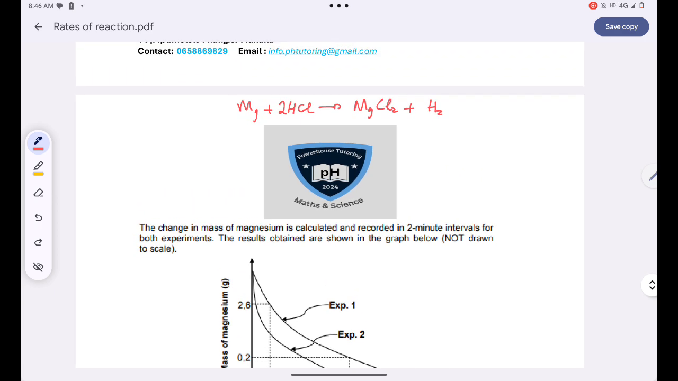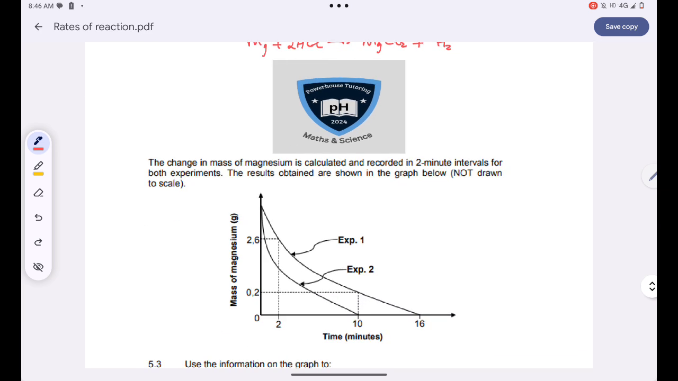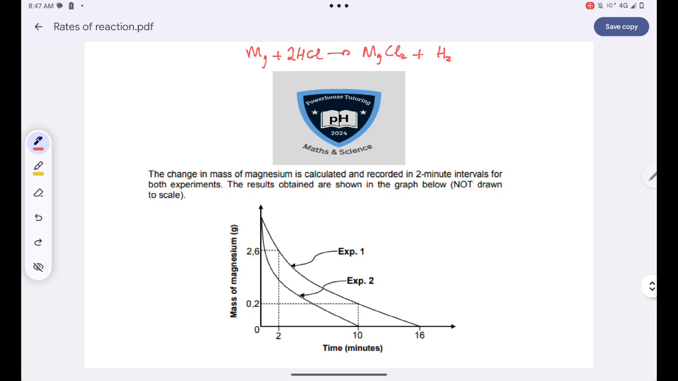Since in experiment 2 they have increased the surface area, since now the magnesium is in powder form, it simply means that reaction 2 will have a faster rate of reaction. In simple terms, reaction 2 will reach completion faster. Since we were told that the acid is in excess, it simply means that magnesium is our limiting reagent. And we know that in a chemical reaction, the limiting reagent will be used up completely.